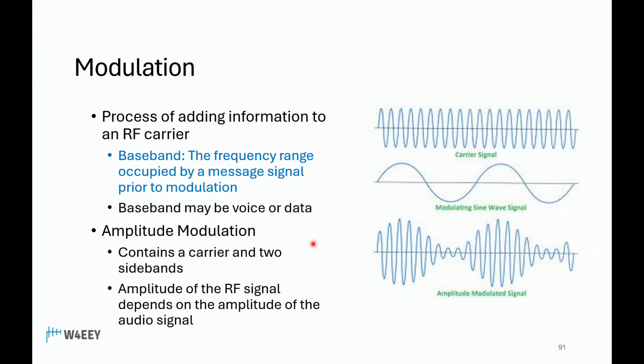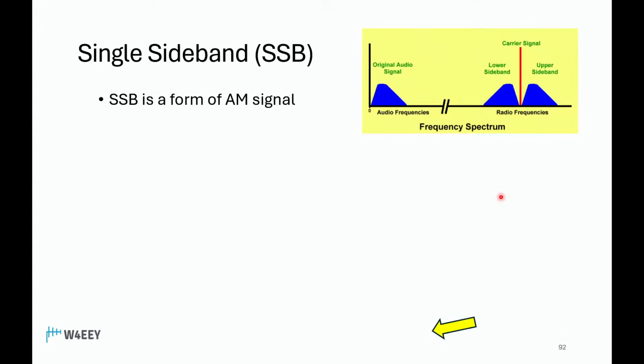So we saw before that amplitude modulation is a carrier in 2 sidebands. And the amplitude of the RF signal down here depends on the amplitude of the audio signal. And here's a picture I think we've seen before. We've got audio frequencies, we've got a carrier signal, and for AM we've got a lower sideband and an upper sideband. And single sideband is a form of AM signal. We just get rid of the carrier in one of the sidebands.